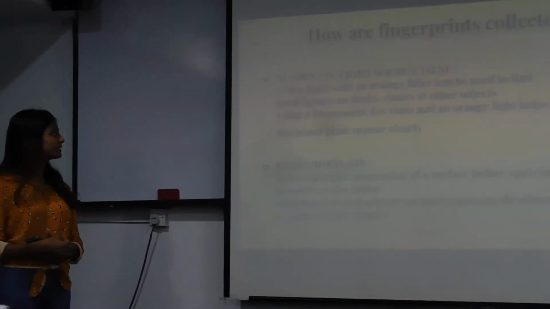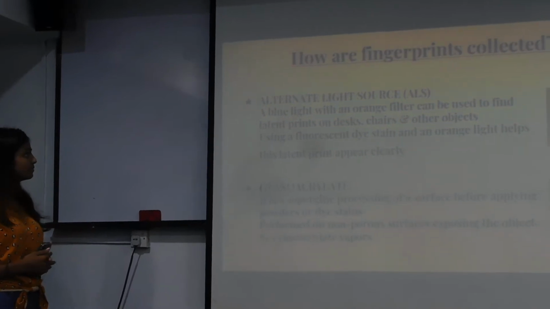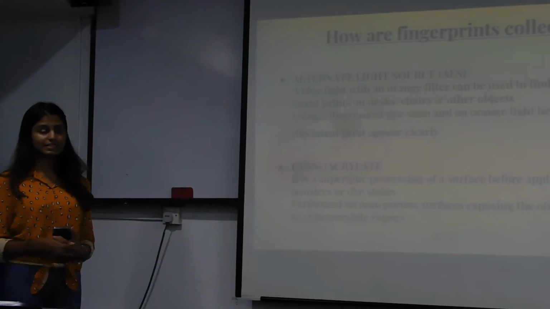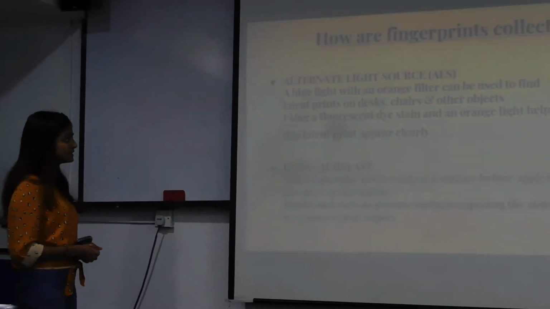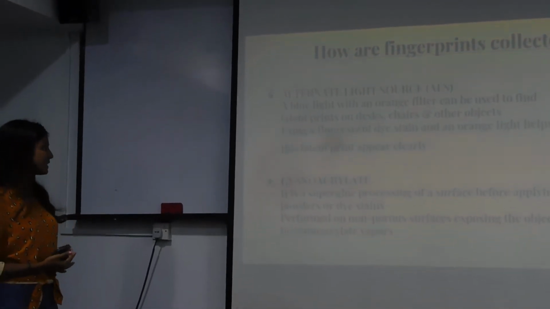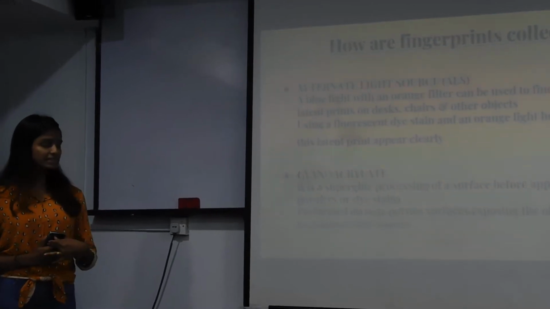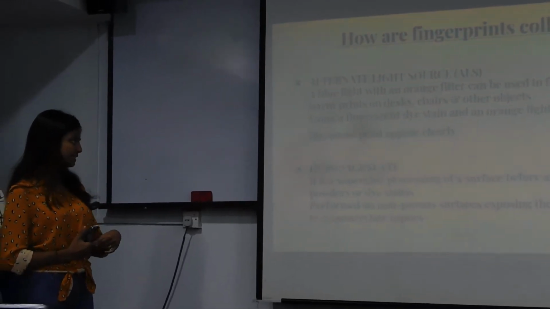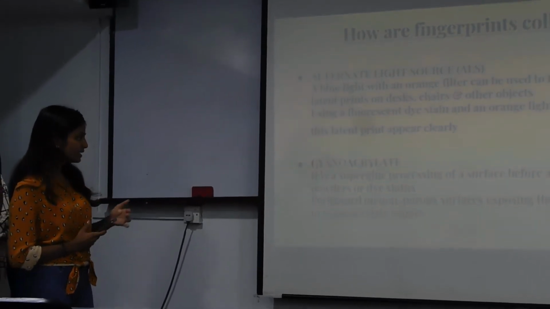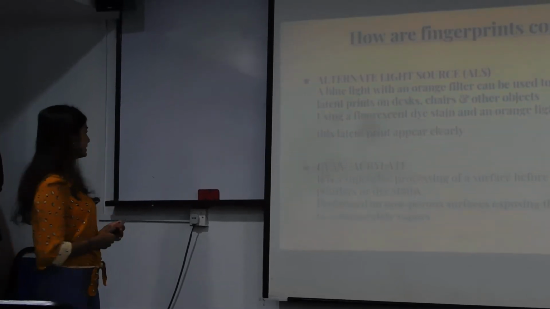How are fingerprints collected? One of the techniques used is the alternate light source, which is a blue light with an orange filter that can be used to find latent prints on desks, chairs, and other objects. Using a fluorescent dye stain and an orange light helps these latent prints appear clearly. Next is cyanoacrylate. It's a super glue processing of a surface before applying powders or dye stains. This is performed on non-porous surfaces, exposing the object to cyanoacrylate vapors.